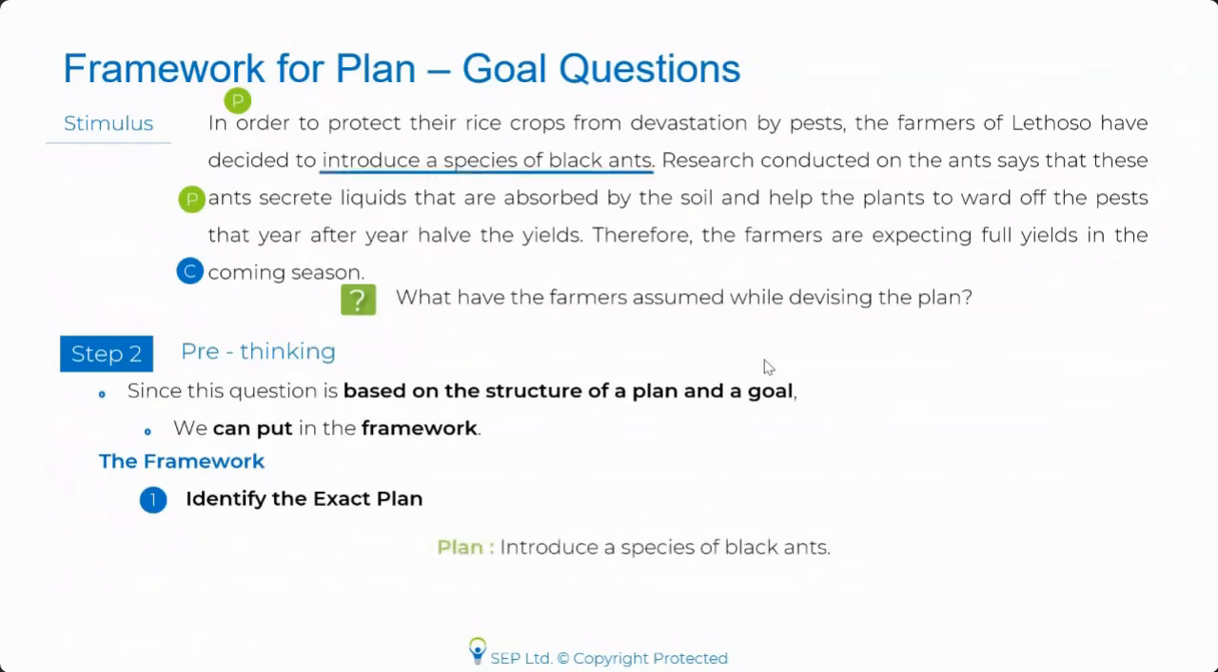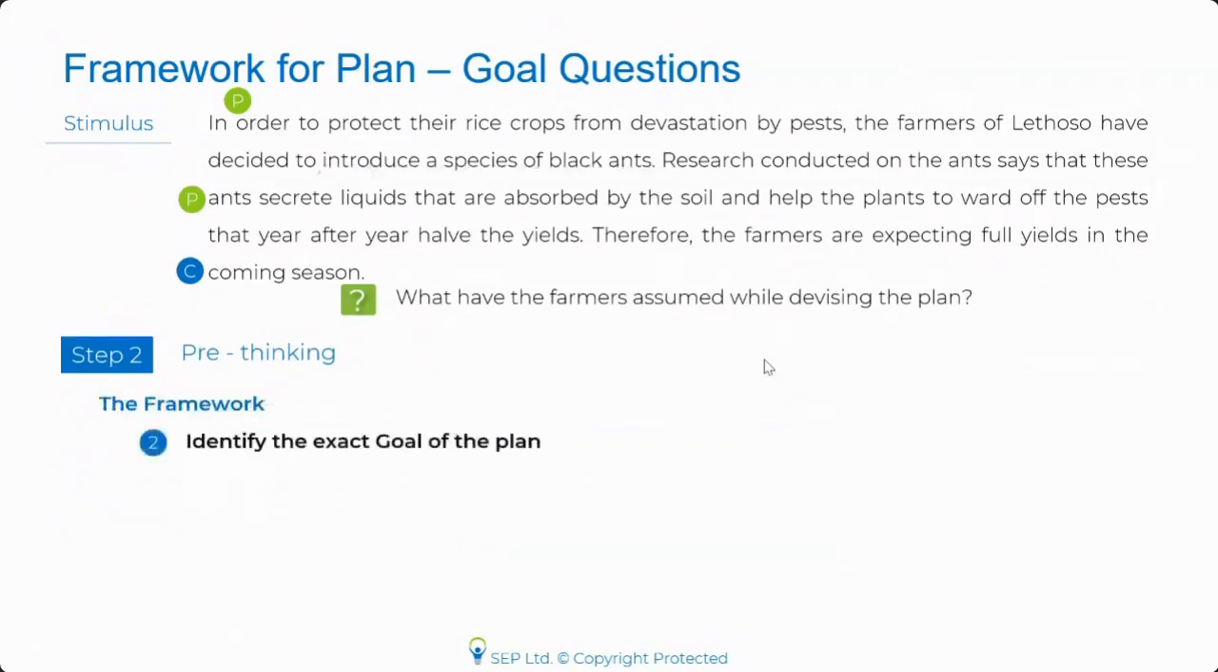In this case, the exact plan is to introduce a species of black ants. That's the plan. The next step is to identify the exact goal. What is the goal in this case? You might ask why we need to identify the goal exactly. Well, if you think the goal is to increase profits, you might think in the wrong direction. So you have to be very precise about what the goal is.